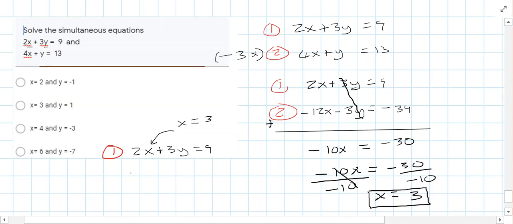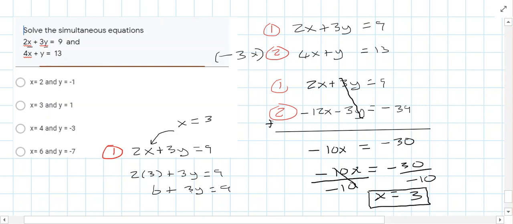So what does that look like? It's going to be 2 multiplied by 3 plus 3y is equal to 9. So then we can multiply this out. So 2 by 3 is 6 plus 3y is equal to 9.